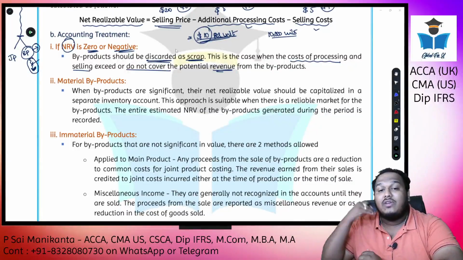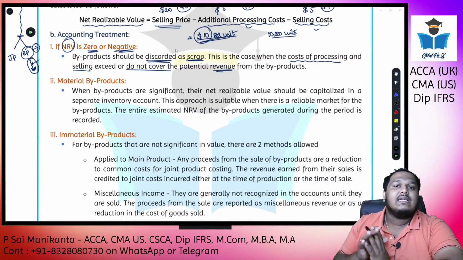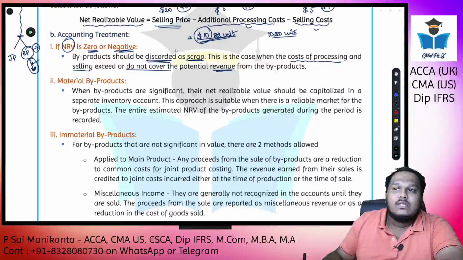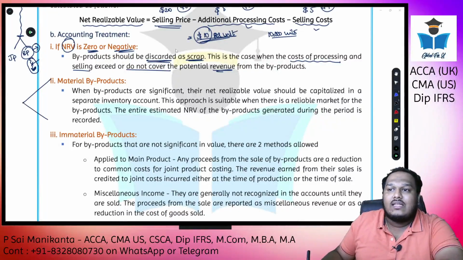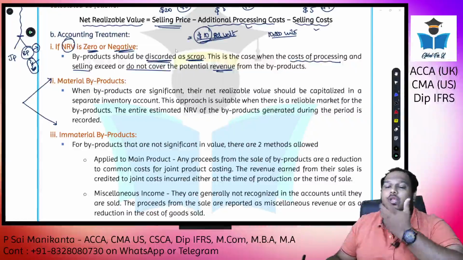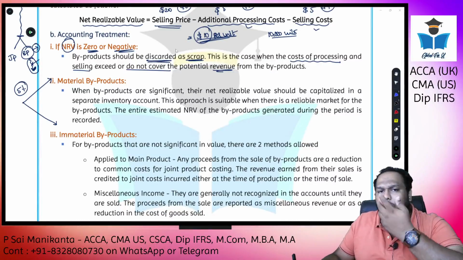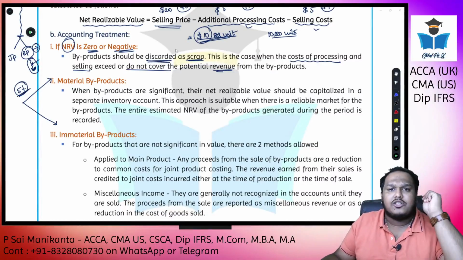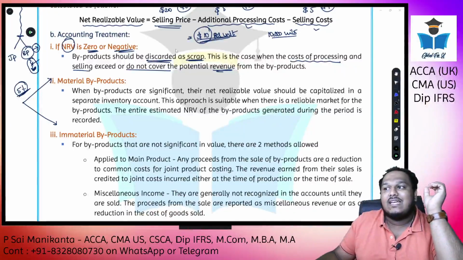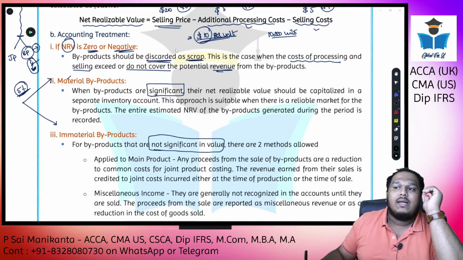Sir, what if the NRV is positive? What if you are going to get some profit by further processing and selling the byproducts? In that case, what you need to do is check whether they are material or immaterial. So what do we mean by material and immaterial? Material means the revenue that you are going to get is significant. Like you are going to get 5% of the total revenue of the company, or maybe more than that, something like that. There is no standard definition of what is significant. But if you are going to get a significant amount of money by selling the byproducts, then they are material. If you are not going to get any significant value, then they are immaterial byproducts.